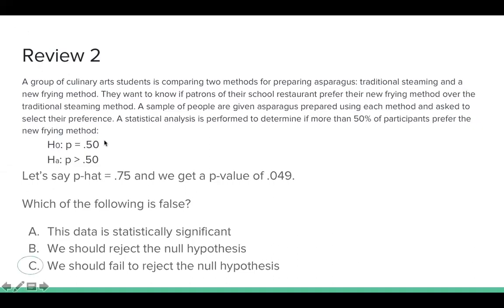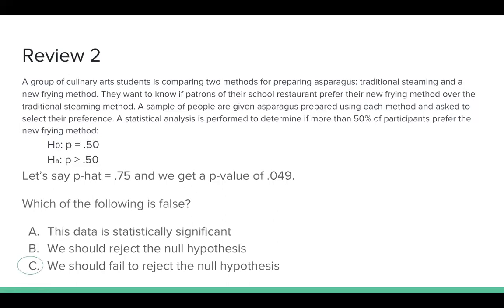Okay, so the answer here is C. It asks which of the following is false, so A and B are true. For A, this data is statistically significant because our p-value is less than 0.05. Since there's no other alpha given, we can assume that our alpha is 0.05 here.